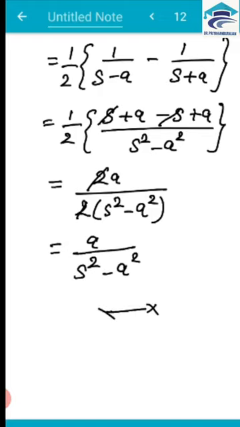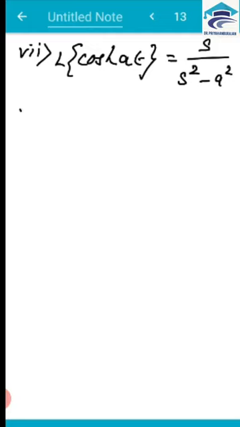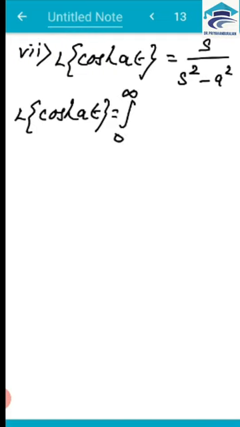So hence the proof. Next, let us prove L of cosh at is equal to s by s squared minus a squared. Again, the same as sinh, we are going to convert cosh into exponentials and proceed. So L of cosh at is equal to, we'll apply the formula, the integration from 0 to infinity of e power minus st cosh at dt.